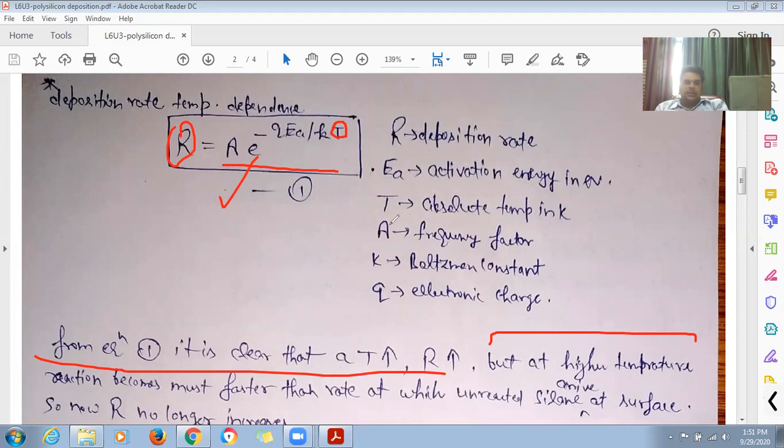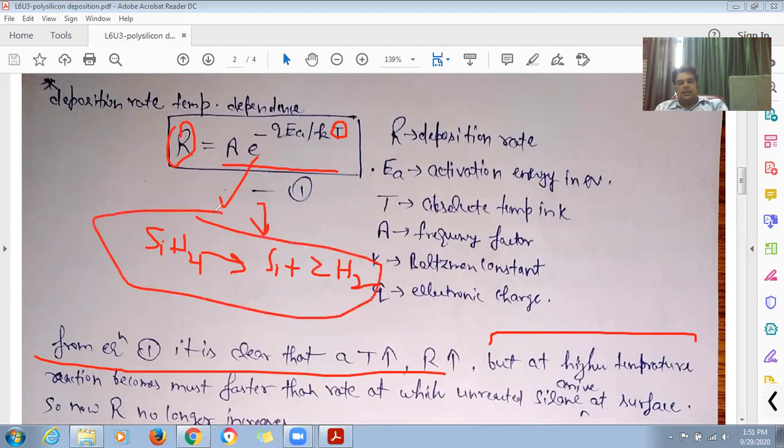Means the reaction that is involved, in which SiH4 was decomposing into silicon and hydrogen. This reaction I'm talking about. So at very high temperature, this reaction rate increases to a very high value. Now, when the reaction rate is increasing so much, that is, SiH4 is decomposing very quickly into silicon and hydrogen.